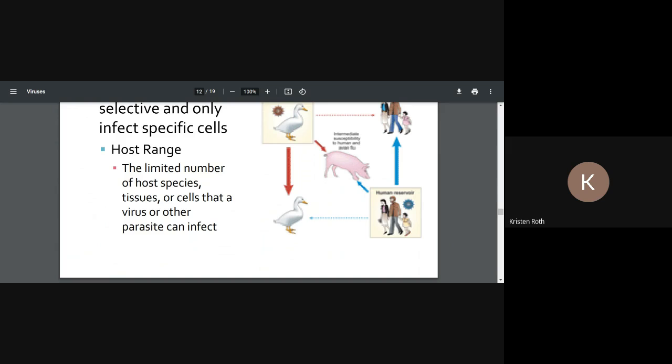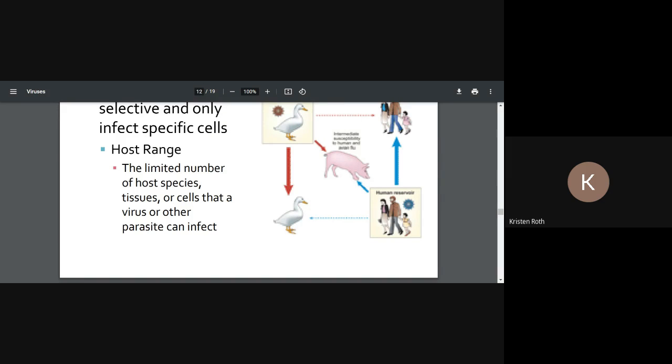Some animal viruses have a broad host range and can go to lots of different hosts. For example, the swine flu virus can infect hogs and humans. So swine flu didn't just affect humans; it also affected hogs. The rabies virus can infect many mammals, including rodents, dogs, and humans.